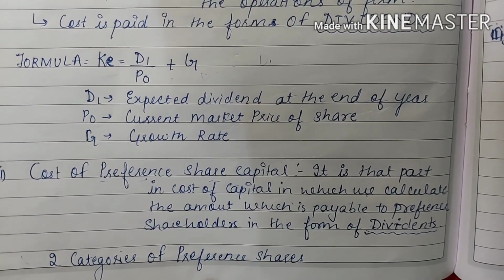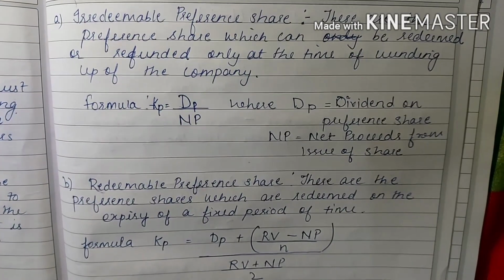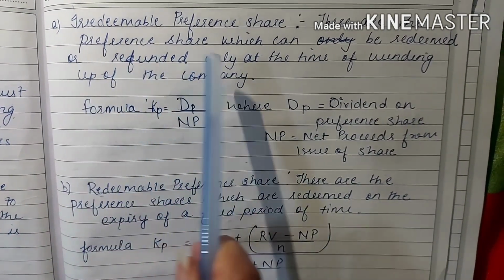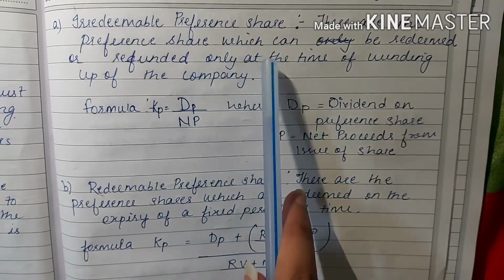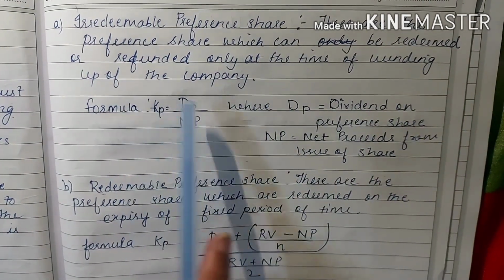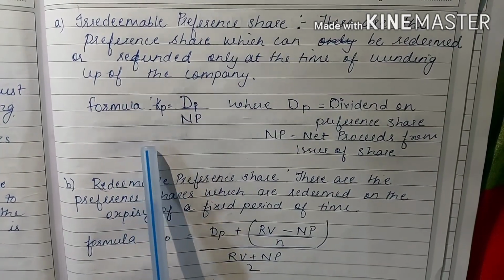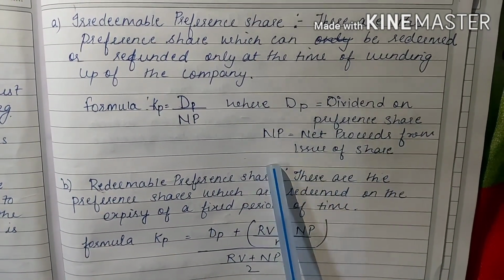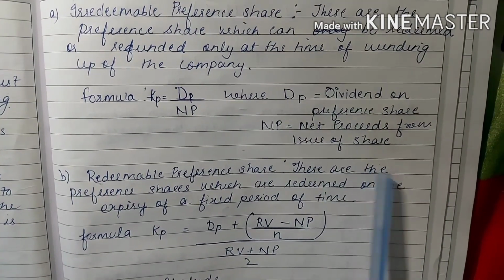There are two categories of preference shares: irredeemable preference shares and redeemable preference shares. Irredeemable preference shares are the preference shares which are redeemed or refunded only at the time of winding up of the company. So the formula is DP upon NP. DP is the dividend on preference share and NP is the net proceed from the issue of shares.